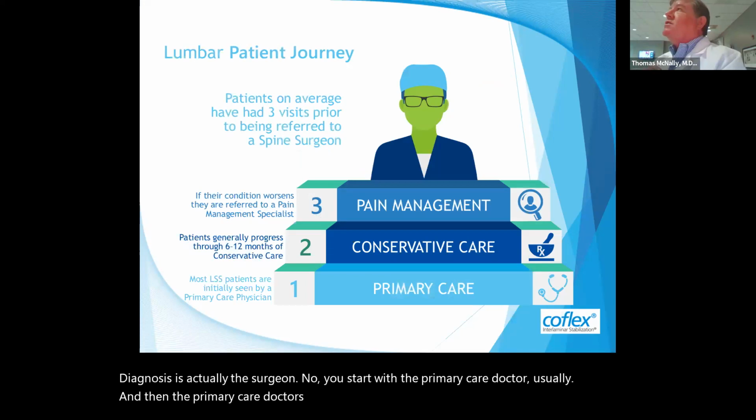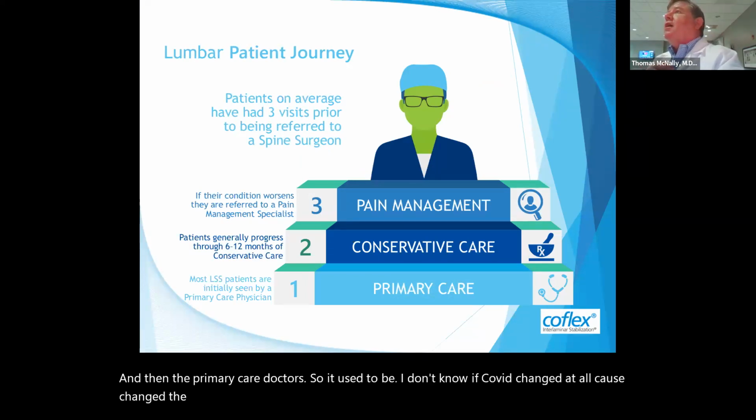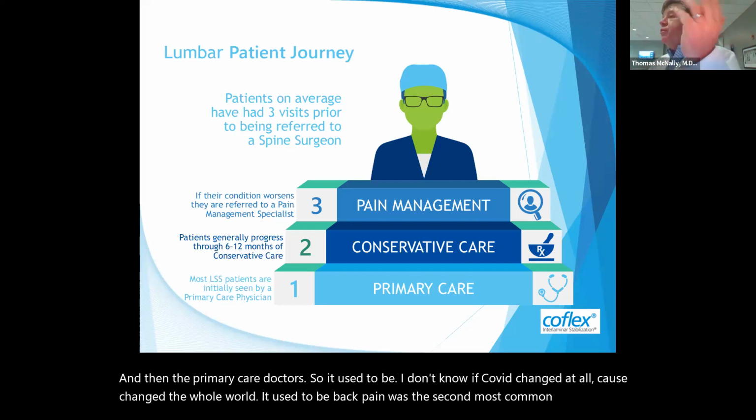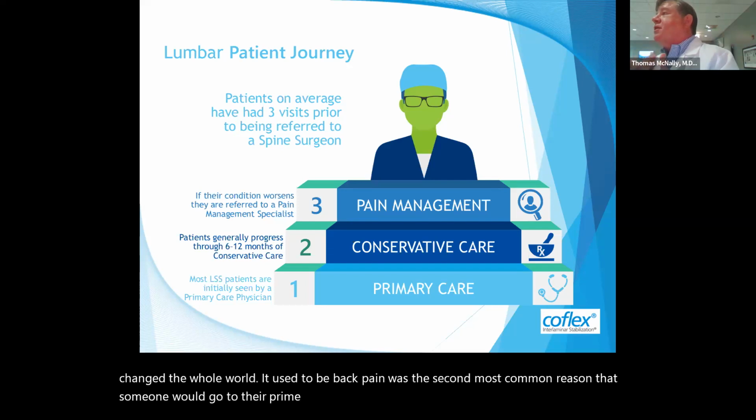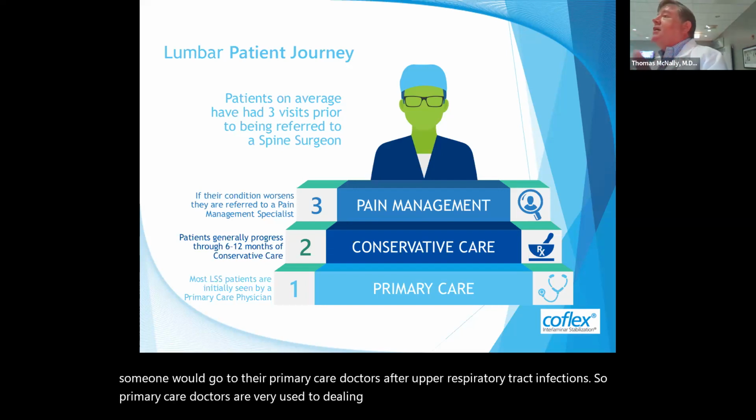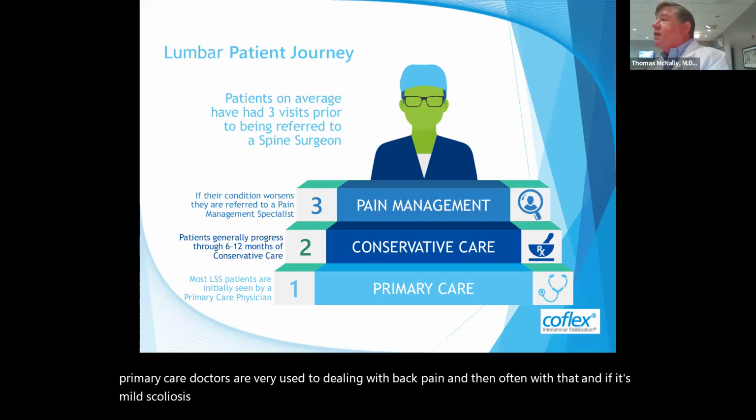It used to be, I don't know if COVID's changed it all because it's changed the whole world, back pain was the second most common reason that someone would go to their primary care doctor after upper respiratory tract infections. So primary care doctors are very used to dealing with back pain. And often with that, if it's mild scoliosis, you might find it with an x-ray or things like that.